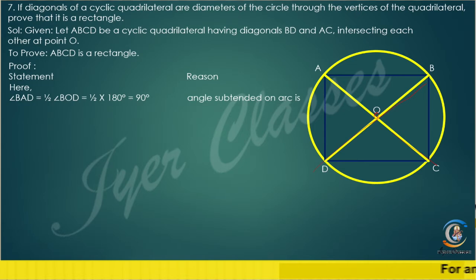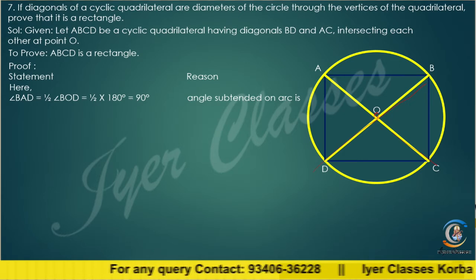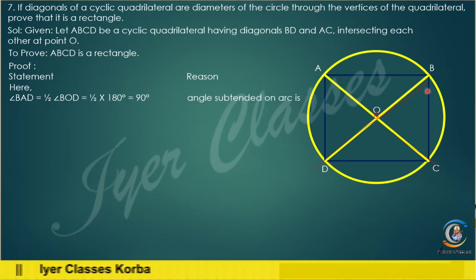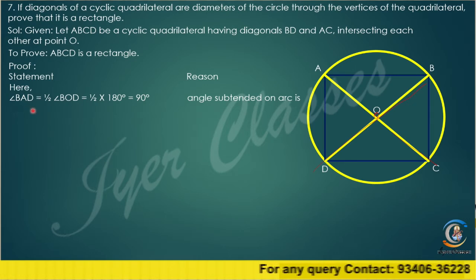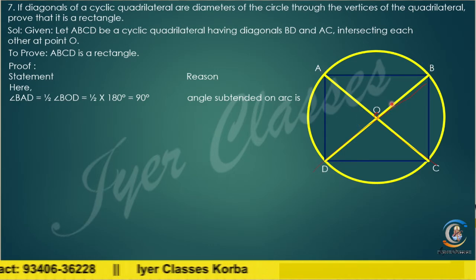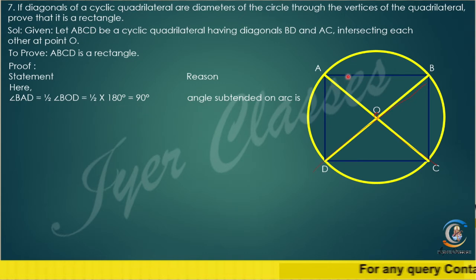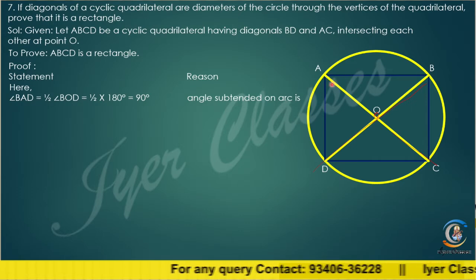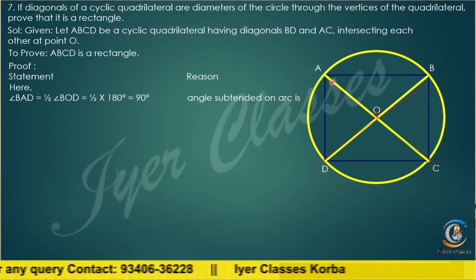We know angle BAD is equal to half of angle BOD. The diameter is the diagonal, and in a circle, we know that the angle subtended at the center is equal to half of the angle subtended at the circumference, right? So angle BAD is equal to half of angle BOD, that is half of 180, which is equal to 90, right? So I have shown that angle A is equal to 90 degrees.